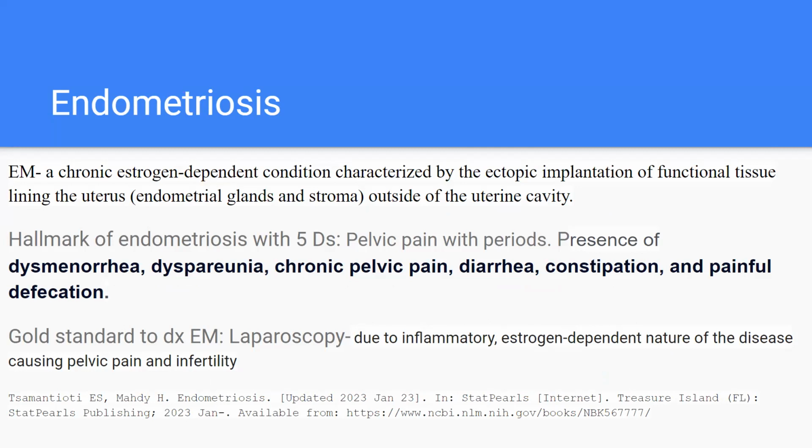Know that it is an estrogen-dependent condition. It also occurs outside the uterine cavity. And the hallmarks to diagnose it are the 5 Ds: pelvic pain with periods, presence of dysmenorrhea, dyspareunia, which is painful sex, chronic pelvic pain, diarrhea, constipation, and painful defecation. And how do you diagnose endometriosis? By laparoscopic tests, I'm sorry.